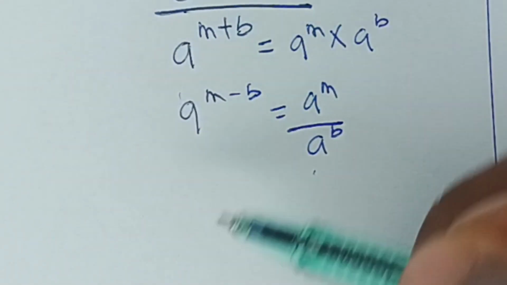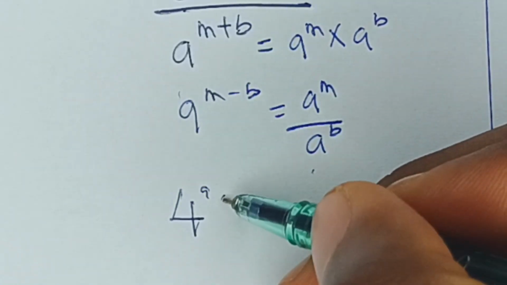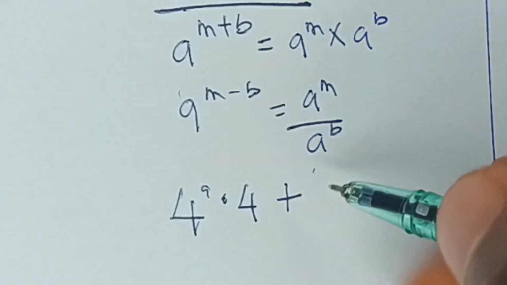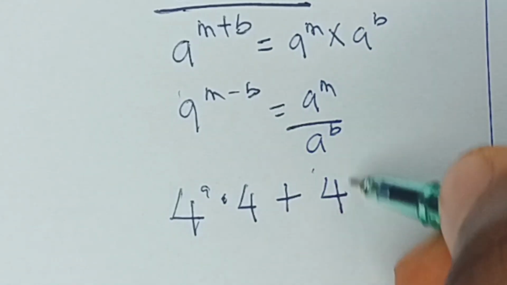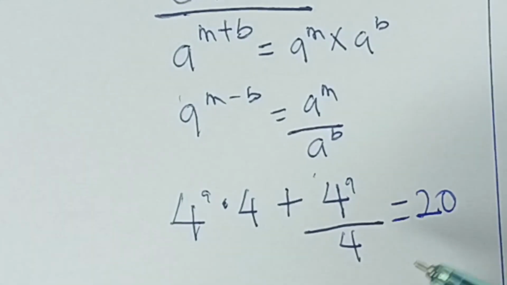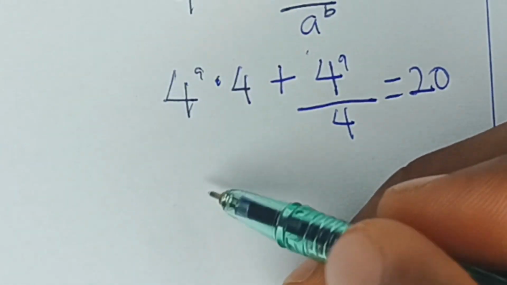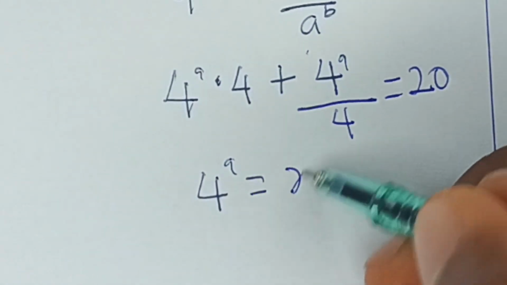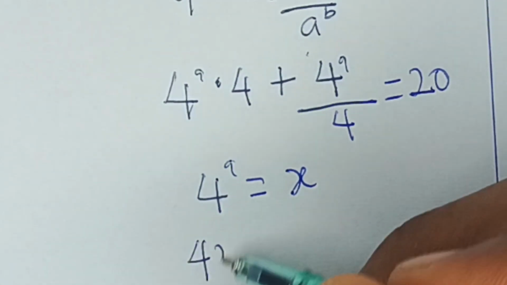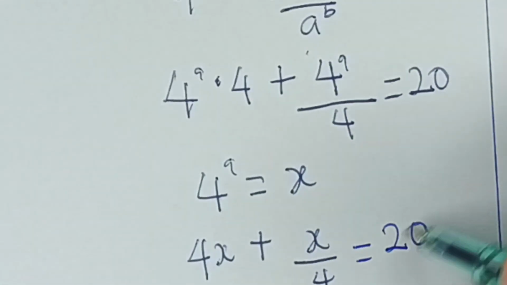So 4 raised to power a plus 1 can be written as 4 raised to power a times 4 raised to power 1, which is 4, times 4, plus 4 raised to power a minus 1 can be written as 4 raised to power a over 4. And this is equal to 20. Moving on from here, let's just assume that 4 raised to power a is equal to x. So we have x times 4, which is 4x, plus x over 4 to be equal to 20.